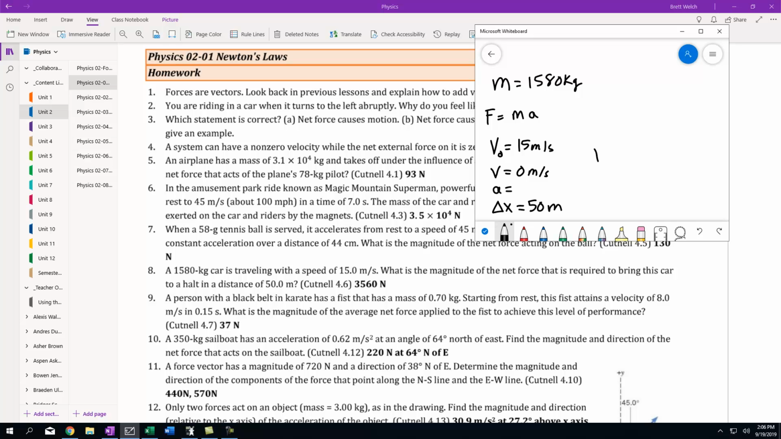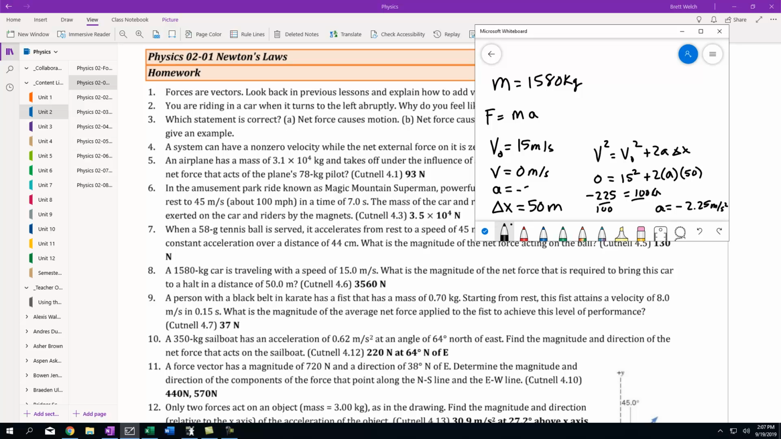And so if we do that, we get v squared equals v naught squared plus 2a delta x. V squared being 0 equals 15 squared plus 2 times a times 50. So if we square the 15 and we subtract it over, we get negative 225 equals 100a. We divide by 100. And we get that a must be negative 2.25 meters per second squared.